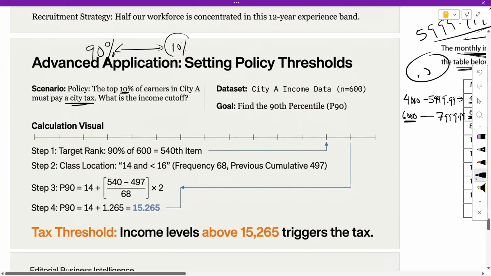So top 10%, it's equal to what? D9 or P90. So we have to find the cut point of the 90th percentile. This is the cut point. This is the income range. There are 600 people, and we have to find the 90th percentile. Any person whose income is above this cut point has to pay city tax. So we have to find how.